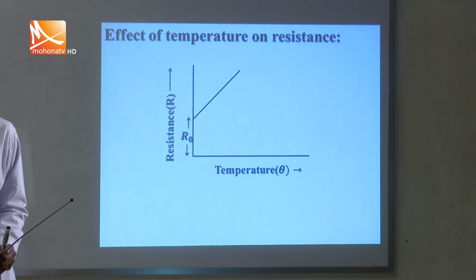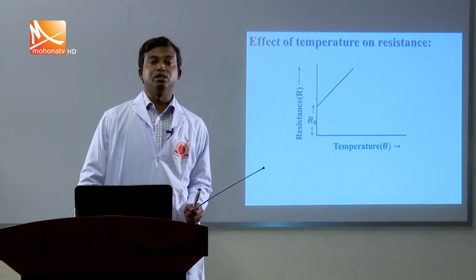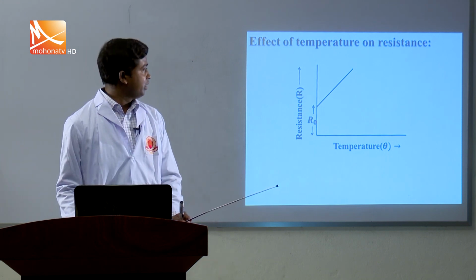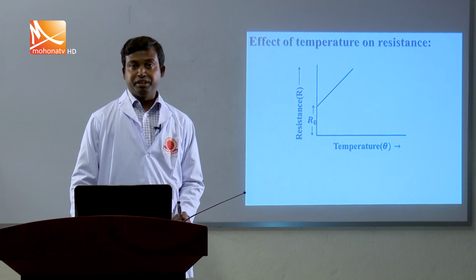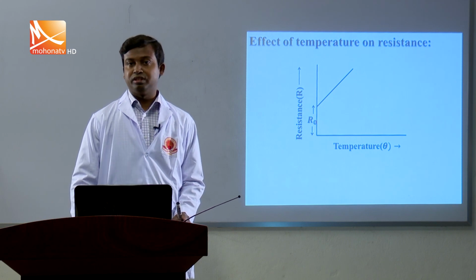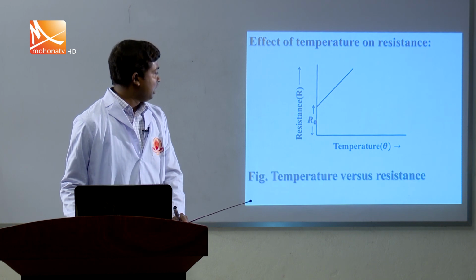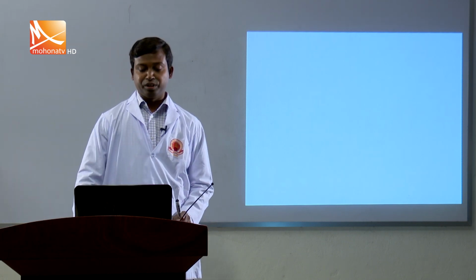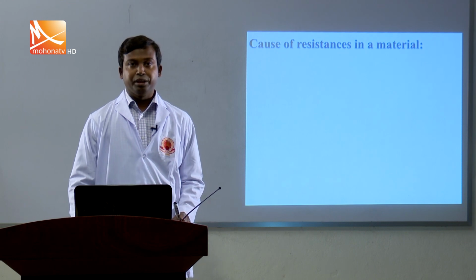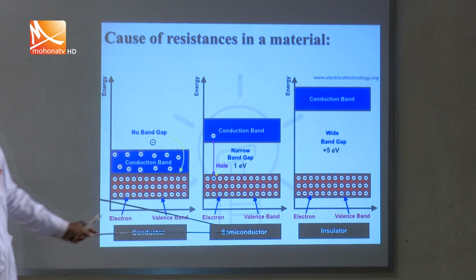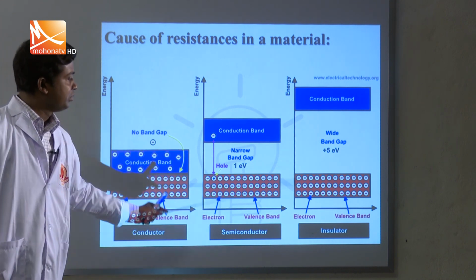From this it is very clear that with the increase of temperature, resistance increases, but this is not correct for all materials. You know that materials are basically of 3 types. Number 1 is conductor, another is semiconductor, and the third is insulator. So what is the effect of temperature on these 3 materials?